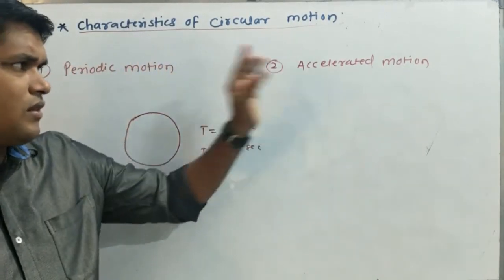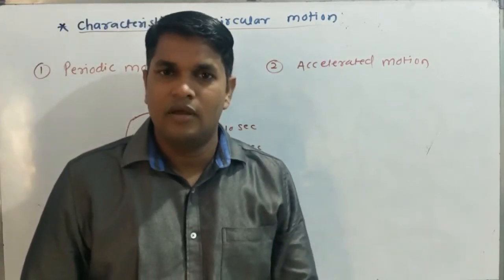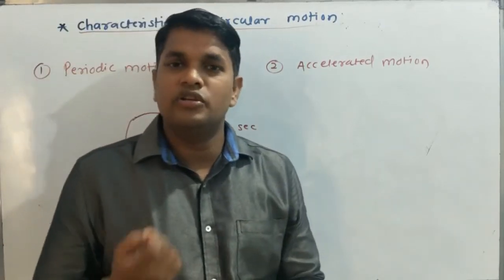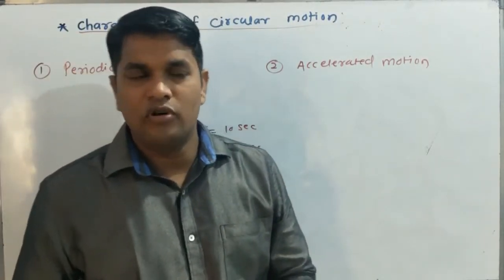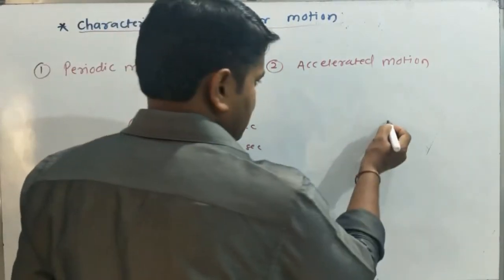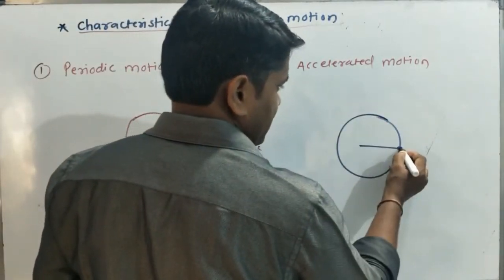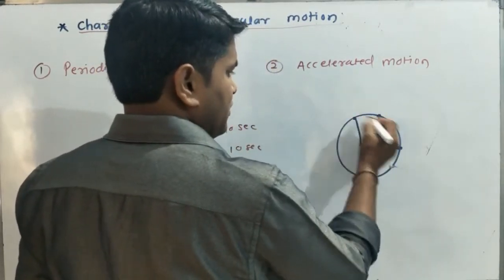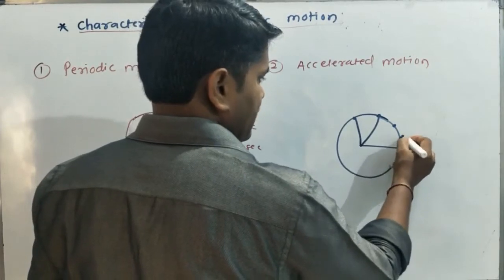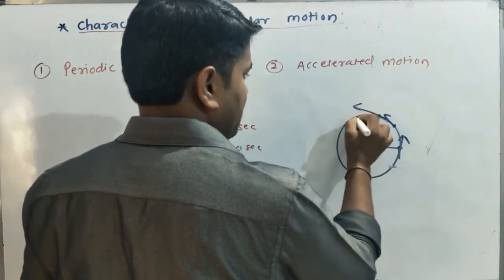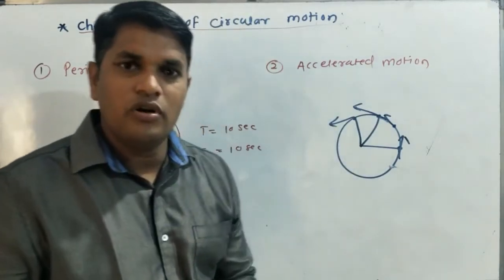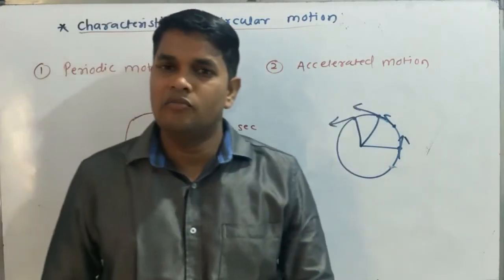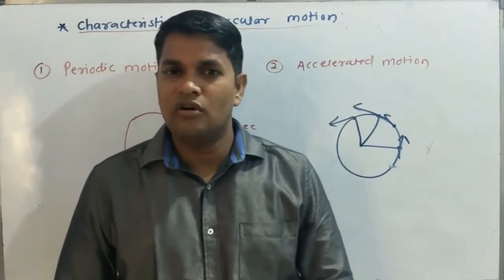Second, circular motion is accelerated motion. In this motion the direction of the particle changes at every time. Suppose initially the particle is here, after a certain time the particle is here, after a certain time the particle is here. Means the direction of the particle changes. Initial direction is here, then here, then here, then here. Means the particle has acceleration. So circular motion is accelerated motion. Understood? These are the two characteristics of circular motion.